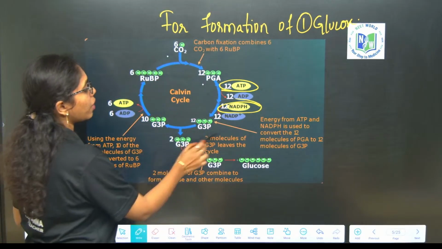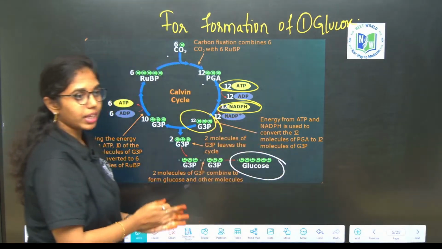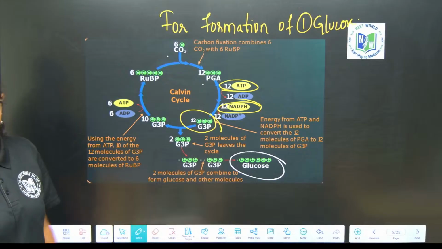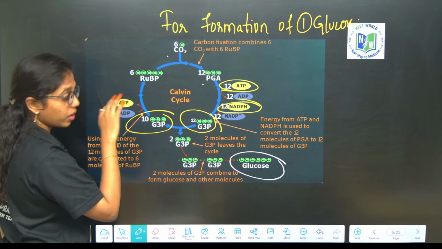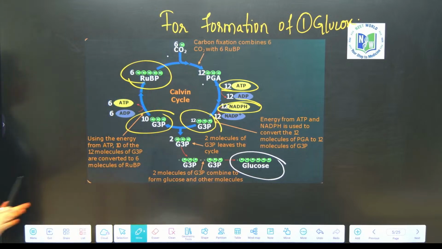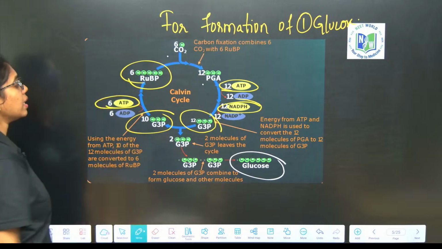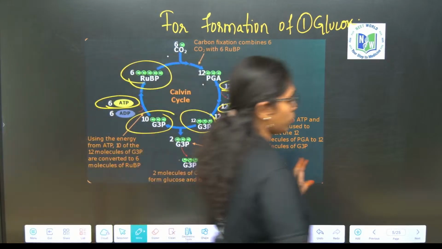How many G3P are formed? 12 G3P are formed, of which 6 are leaving the cycle for the formation of glucose. Rest 10 G3P will be there, that will be regenerated to RuBP. Clear, right? And here how much ATP is utilized again? 6 ATP. Any doubt anywhere? No.